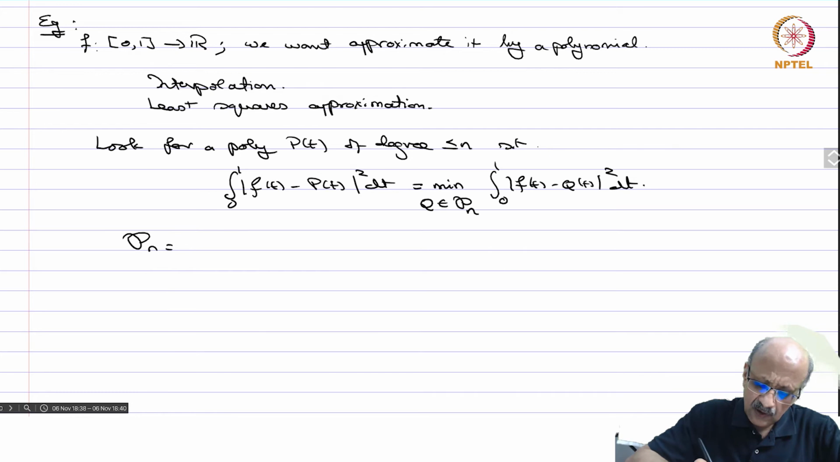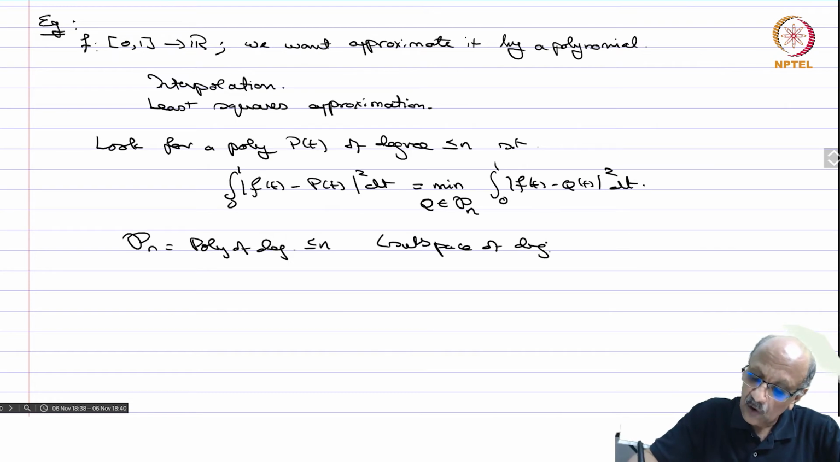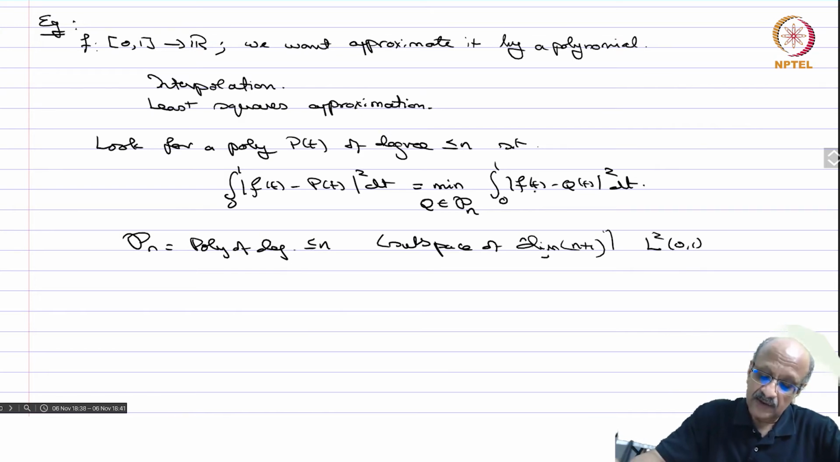Pn is the polynomials of degree less than or equal to n. So this is a subspace of continuous functions of dimension n plus 1. Okay, so subspace, and we are going to look in the space L2 of 0, 1 because we are taking integrals here, and so L2 of 0, 1 is a Hilbert space. You have a finite dimensional subspace, therefore it's a closed subspace. Then we know that you can always find a proximinal point. That means there exists a unique polynomial p which satisfies this condition, and that's called the least squares approximation of f.